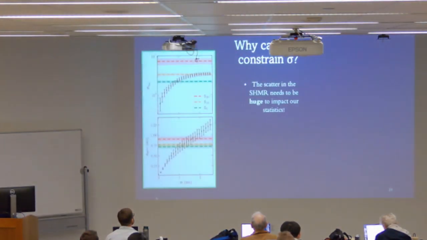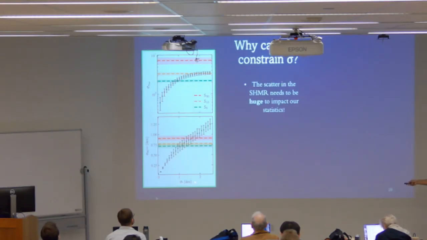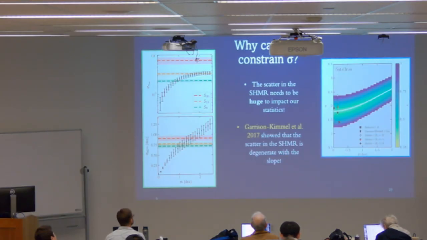Okay, so why can't we constrain sigma? Well, in short, the reason is that the scatter in the stellar halo mass relation needs to be huge before it impacts our statistic. So what I'm showing here is the variance in our first statistic, the total number of satellites that you observe per host, and the variance in our second statistic, the stellar mass of the most massive satellite, as a function of the scatter in the stellar halo mass relation. And the colored lines basically show the default value if you had no scatter. And you can see that you basically have to churn it up all the way to roughly 1 dex before you start impacting the statistic. And that basically means that Saga-like surveys are dominated by halo-to-halo variance.